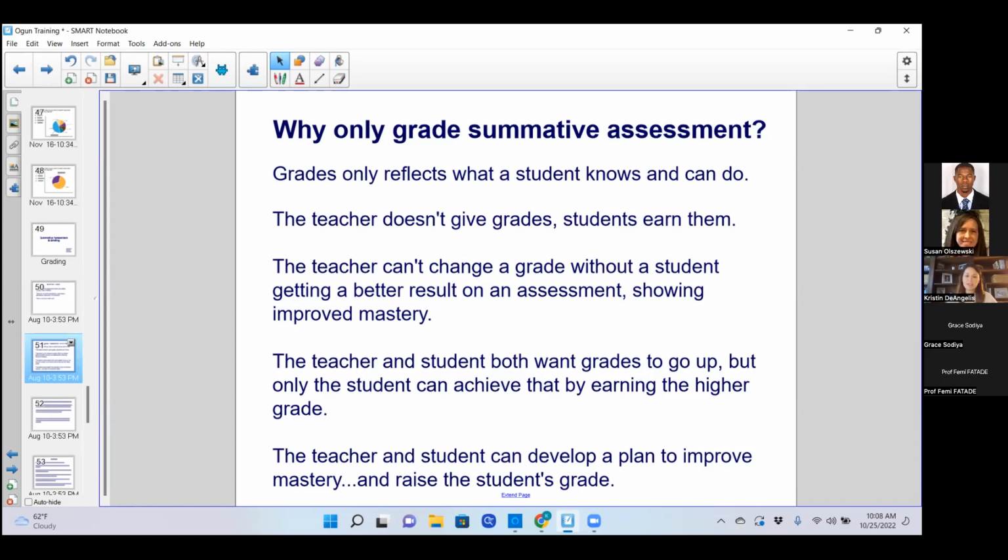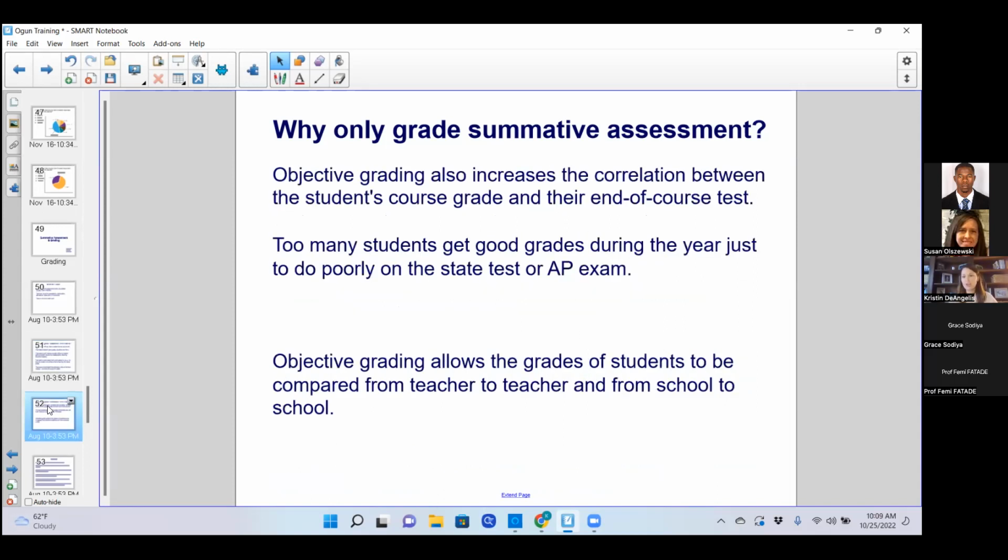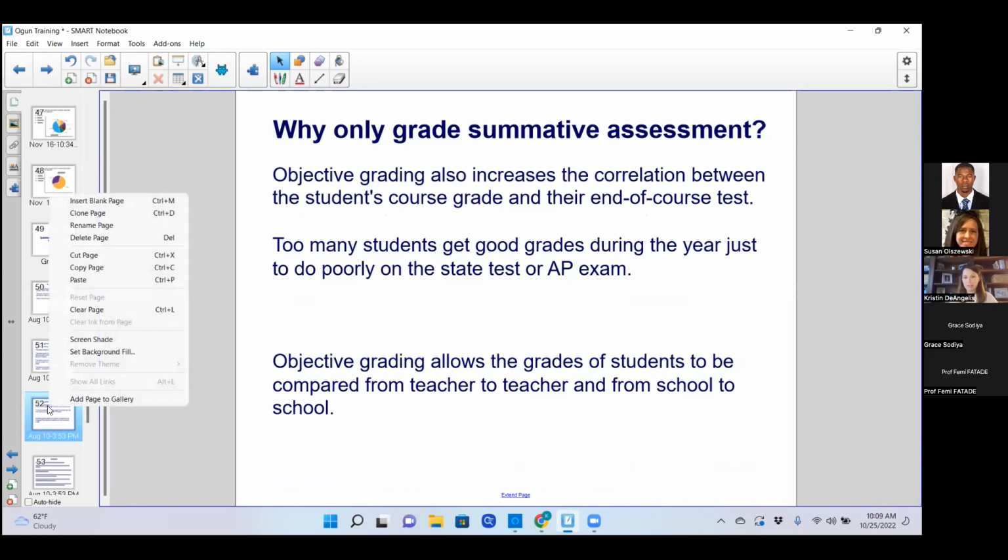And sometimes when we start grading homework and participation and classwork, they may be getting these awesome grades, but then it comes time for them to really show what they know at the end of the course, and they bomb it. It's such a bad grade. And you're like, how did they get there? Well, it's because all those little extra assignments brought their grades up. So by grading only summative assessments, we truly know what the students are capable of.